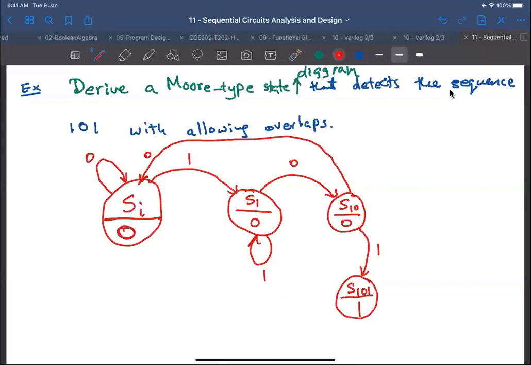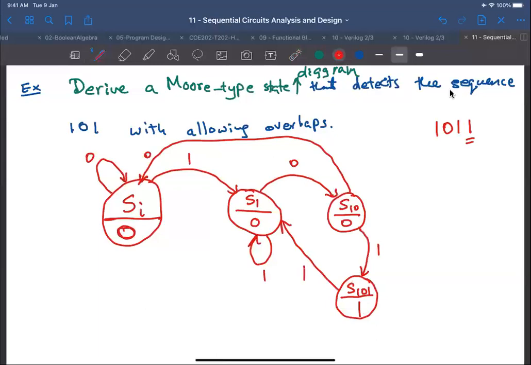If I receive a 1 here, where do I go? So I have already 101, and I receive a 1. This is my new input now. Where do I go? What is it? S1. Excellent. Yeah, S1.